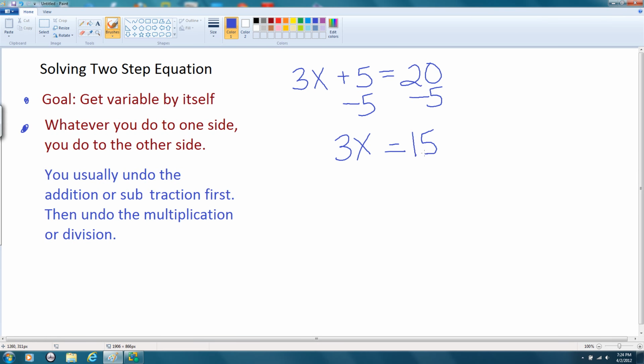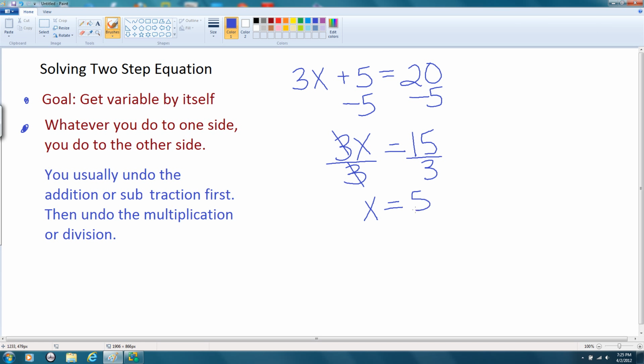I want to get x by itself. So I can do that by dividing the left side of the equation by 3. And then the 3's cancel. I just have x. But I can only do that if I divide the right side by 3 also. And so on the left side, I end up with x, and on the right side, I end up with 5.